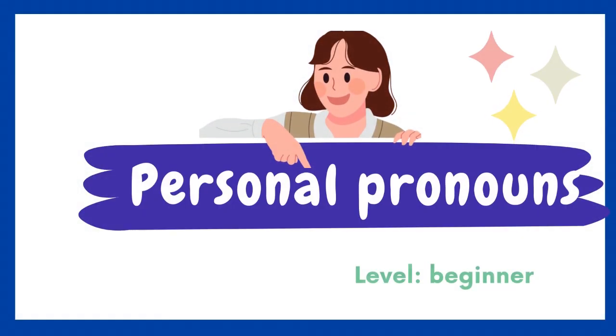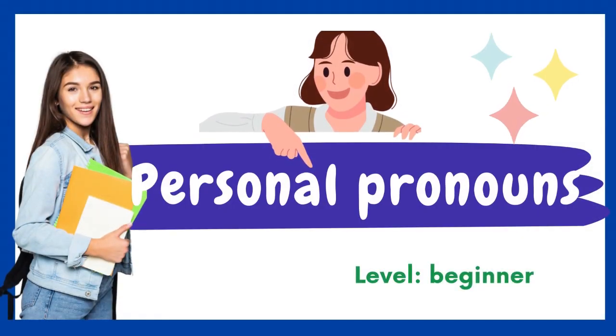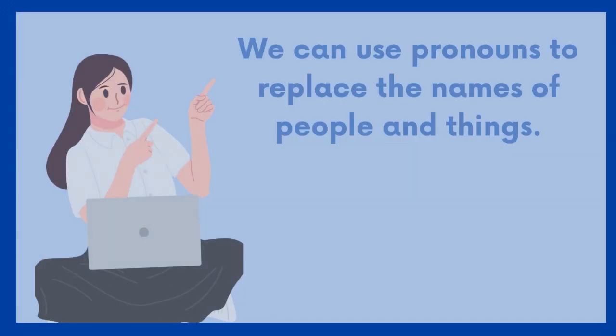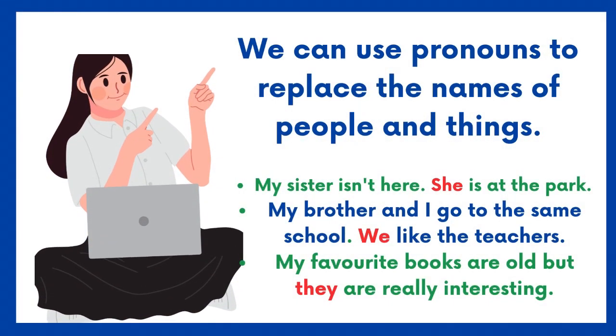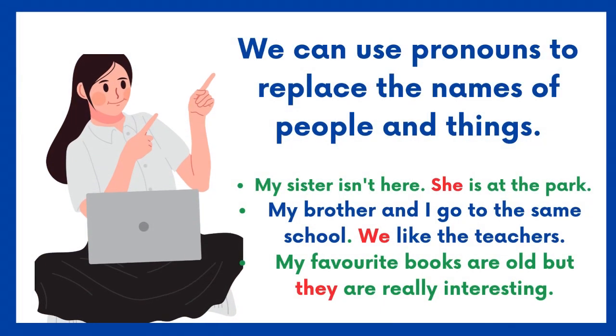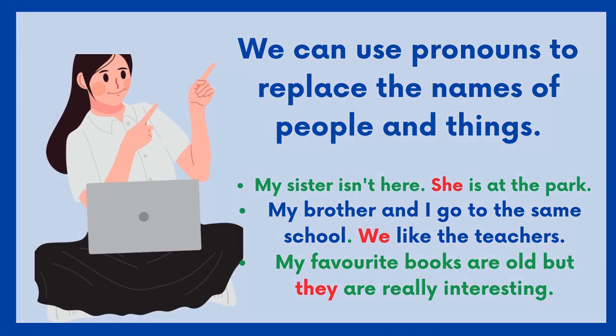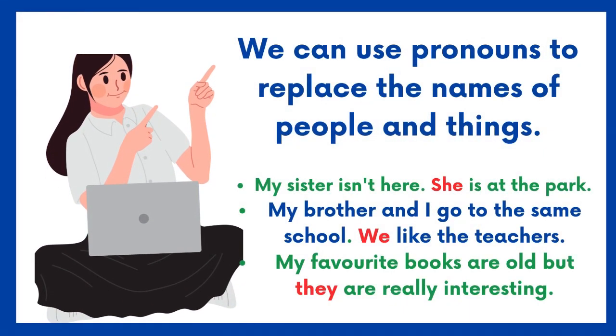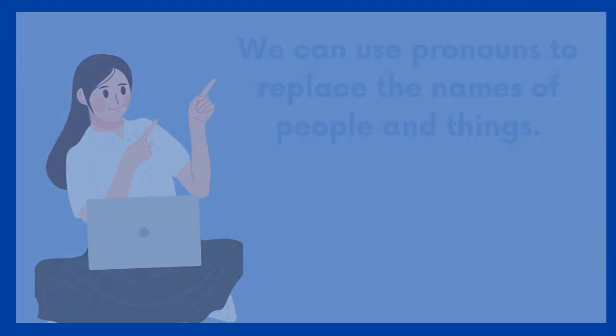Personal pronouns. Level: beginner. We can use pronouns to replace the names of people and things. My sister isn't here. She is at the park. My brother and I go to the same school. We like the teachers. My favorite books are old, but they are really interesting.